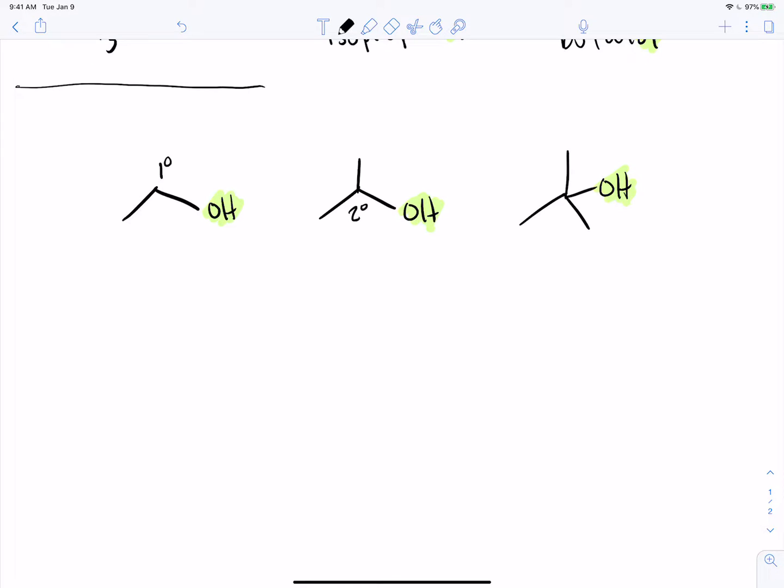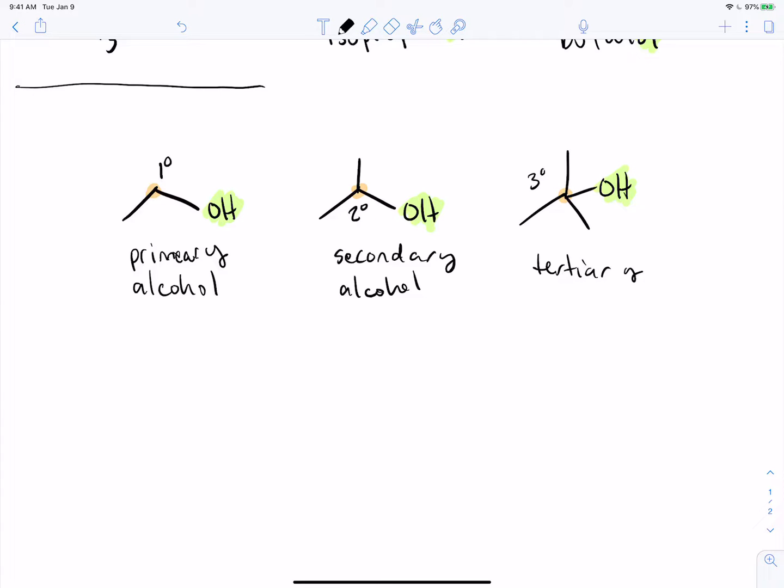So here are the carbons, this carbon, and this carbon, and this carbon tell you the identity of the alcohol. So we would call this a primary alcohol, and all that means is that the alcohol functional group is on a primary carbon. And this one here would be a secondary alcohol, because the alcohol functional group, again, is on a secondary carbon. And finally, the last one would be a tertiary alcohol, because that carbon is tertiary.